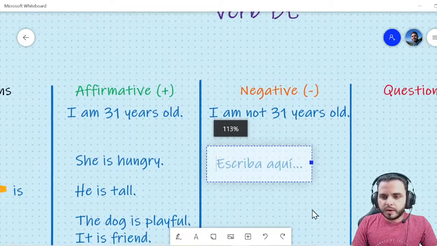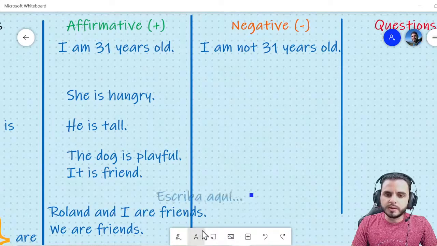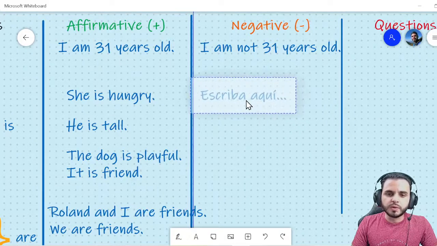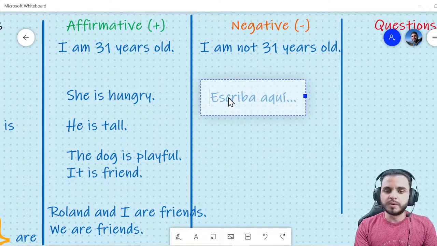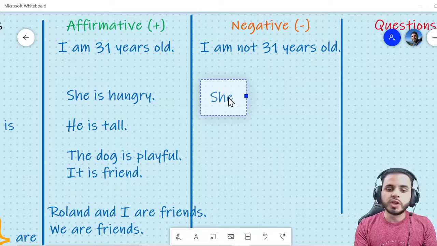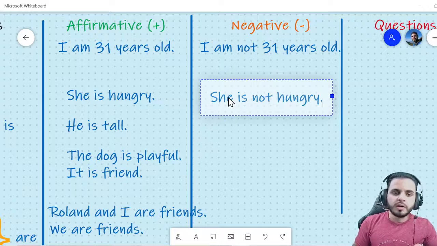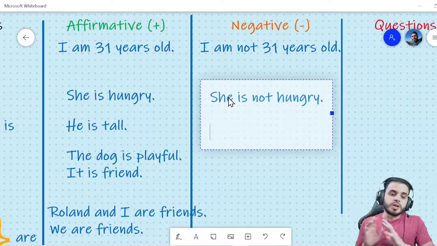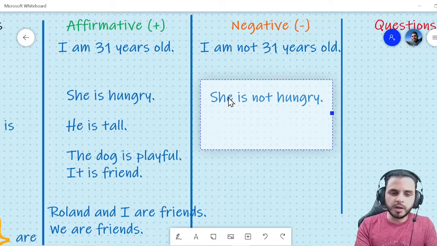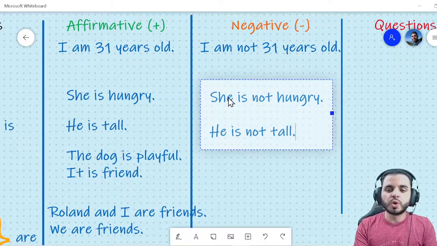But what if I want to say any of this in a negative sentence? I just have to do the same thing, but using the correct conjugation for those pronouns. So if it is she, I'm going to say she is not hungry. Maybe she already ate, so she is not hungry. Or maybe he is short. So I want to say that he is short, but I can also say it in this way. I can say he is not tall. Okay.